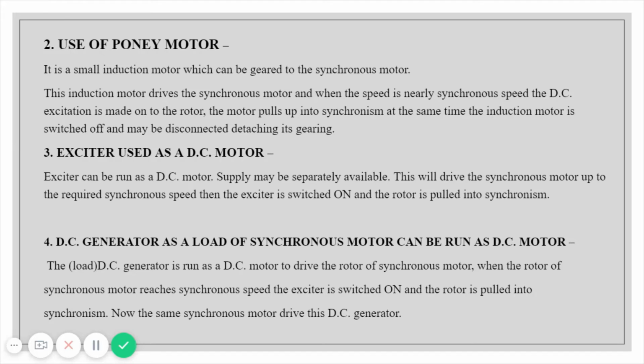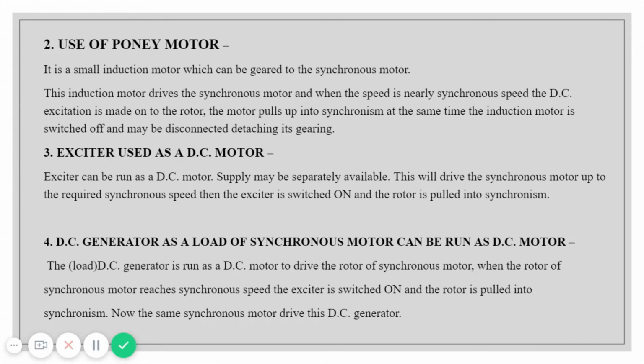And the fourth method is a DC generator as a load of the synchronous motor, which can be run as a DC motor. Here the DC generator is run as a DC motor to drive the rotor of the synchronous motor. When the rotor of the synchronous motor reaches synchronous speed, the exciter is switched on and the rotor is pulled into synchronism. Now the same synchronous motor drives this DC generator.